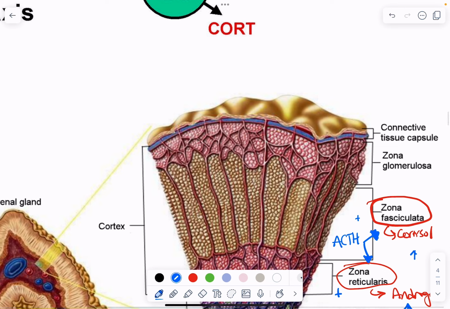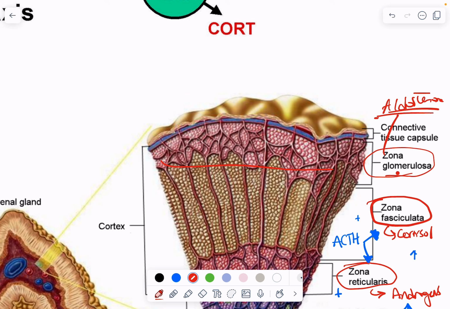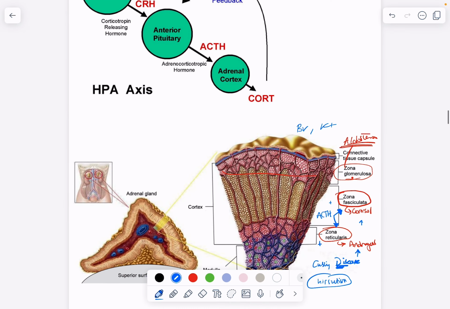However, for the zona glomerulosa up there, that's really not under control of ACTH. This is the one that releases aldosterone, and that's really under control of the renin, angiotensin, aldosterone system. That's really controlled by blood volume and potassium, sodium, and all these stuff.